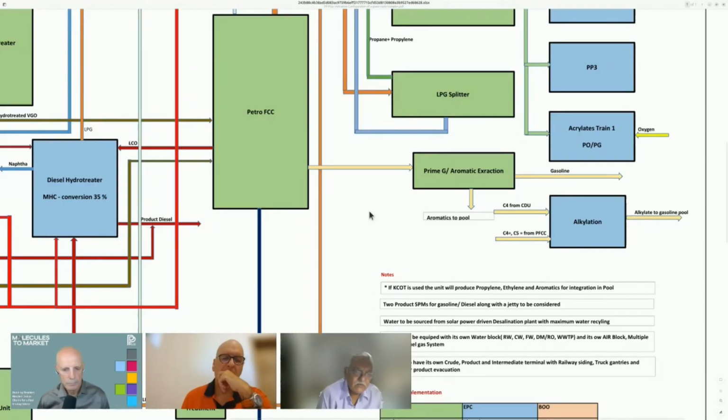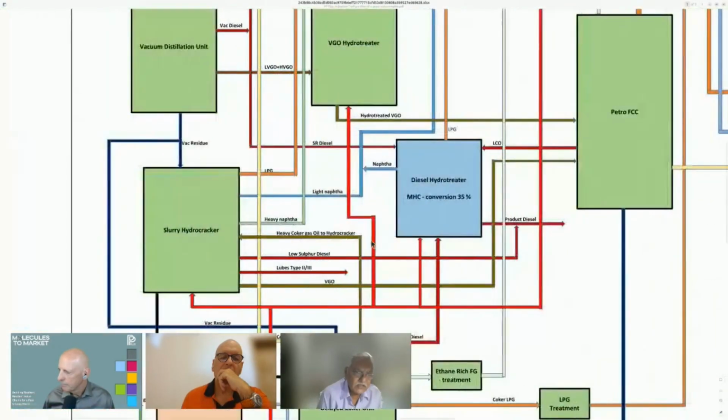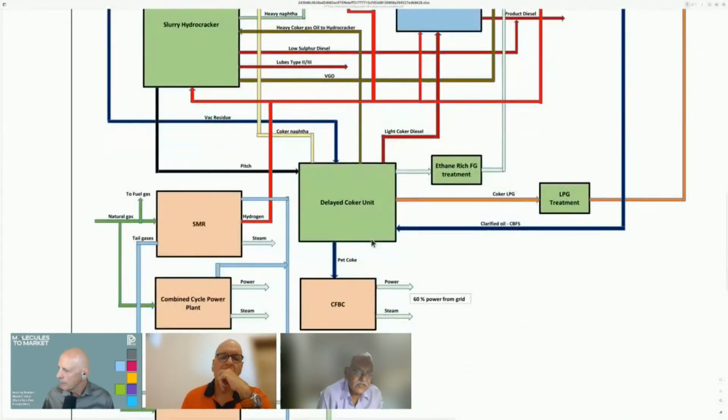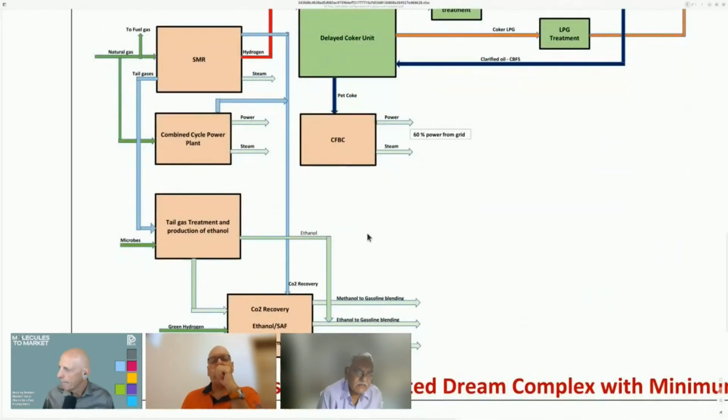And if you come to the left-hand side, you will see a BOO block there. At the bottom you've got SMR. Then your CBFC and combined cycle power, they are all open art, so there's not much of a problem. Anybody can do it. Then tail gas treatment, that's a licensor process, or I do not know, maybe there are other licensors, but we are only familiar with one. And then CO2 recovery, again open art, but all ethanol, green ammonia, these are all emerging processes along with green hydrogen.